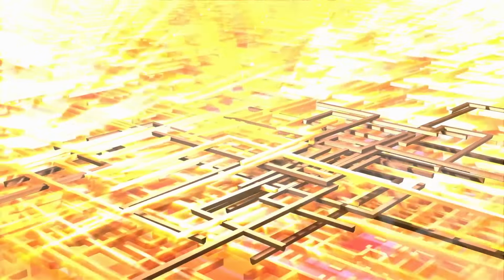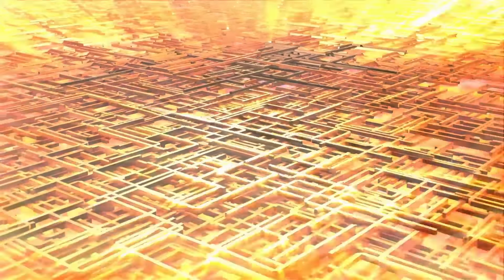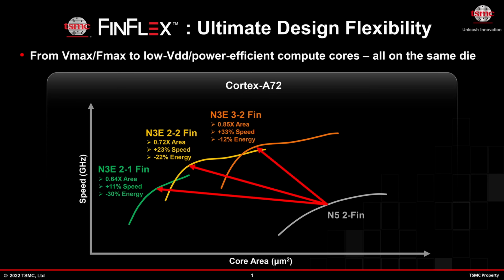And since height is determined by the amount of fins, that means the cells in a logic block use the same amount of fins. And that's where the unique properties of TSMC's FinFlex comes into play. With the N5 process node, the standard cell library was based on a 2-fin design. The N3 process node also offers a 2-fin standard cell library, but adds 2 new options, a 3-2-fin and a 2-1-fin based library.